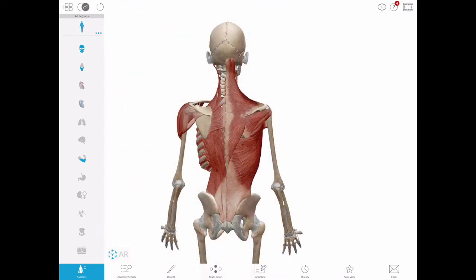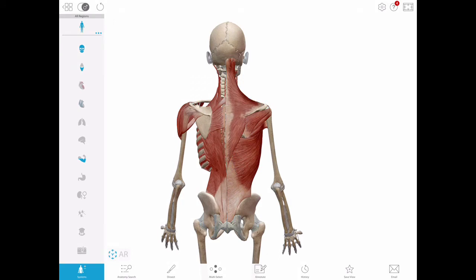Looking posteriorly to the body, we have the trapezius. It is divided into the upper, middle, and lower sections. The upper trapezius helps with scapular elevation and upward rotation. The middle helps with scapular retraction, and the lower helps with scapular depression and upward rotation.